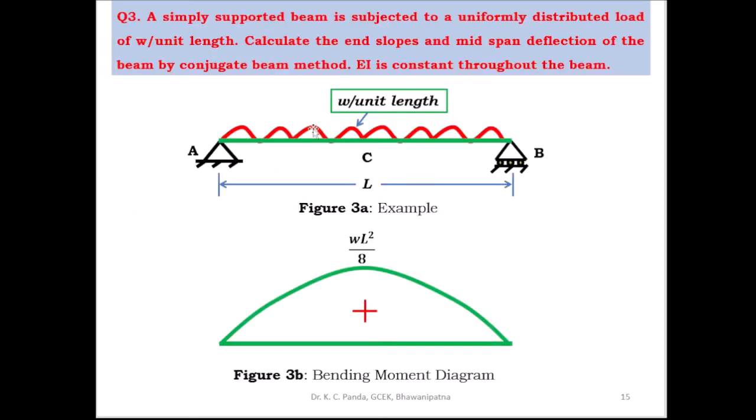Then coming to the third problem: a simply supported beam is subjected to a uniformly distributed load of W per unit length. Calculate the end slopes and midspan deflection of the beam by the conjugate beam method, where EI is constant throughout the beam. Here this is the simply supported beam, the length of the beam is L, and it carries the load W per unit length throughout the span. You have to find the slope at A, the slope at B, and the deflection at C, the midspan deflection.